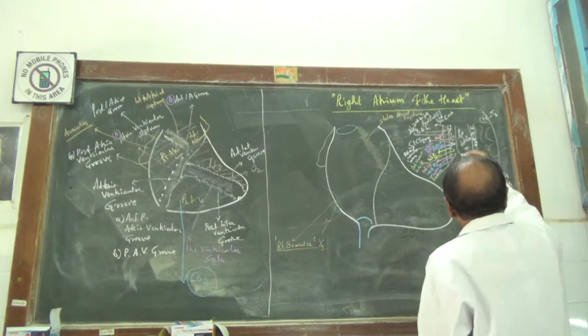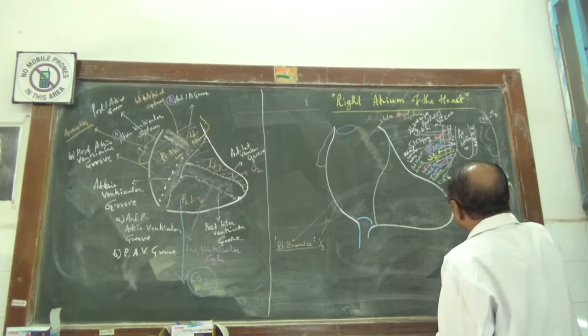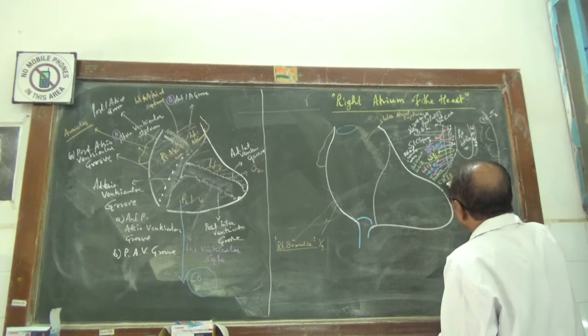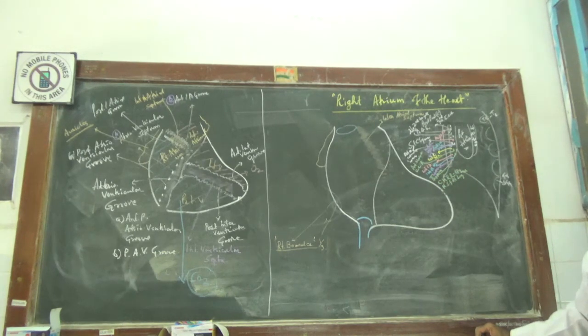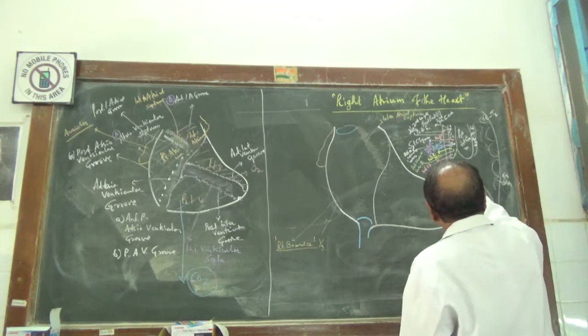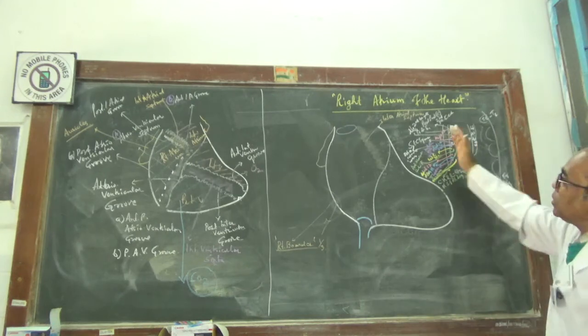Apart from all these, anteriorly it is related to the costomediastinal recess of pleura, then the mediastinal surface of the right lung, then the costomediastinal recess of the right lung, including the right phrenic nerve.